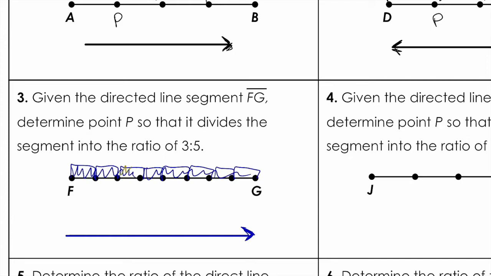Maybe if I do a different color, that'll help. So if we've got 5 gold pieces and 3 navy pieces, we know to put P right there.